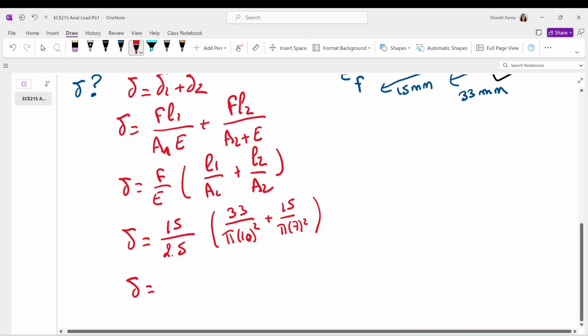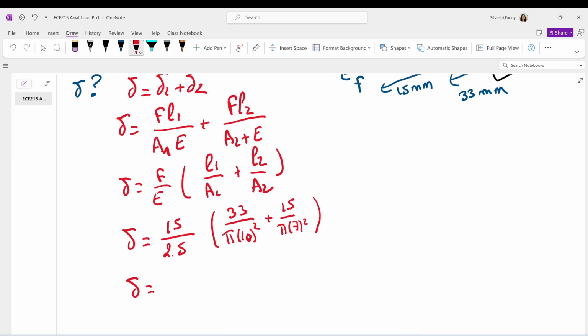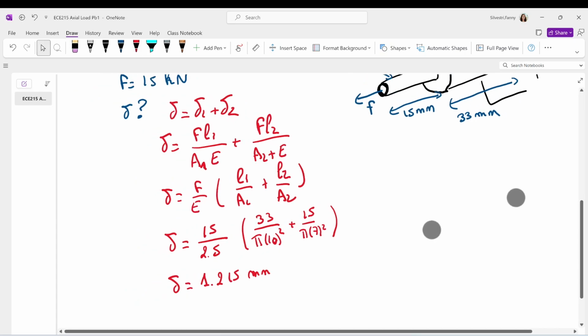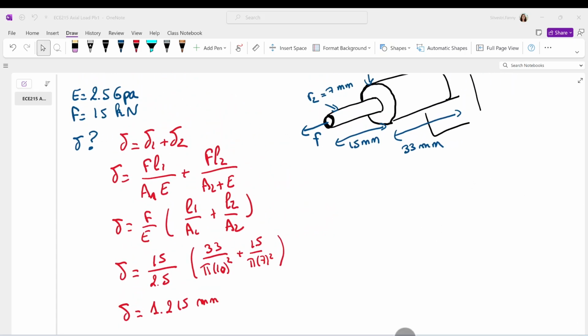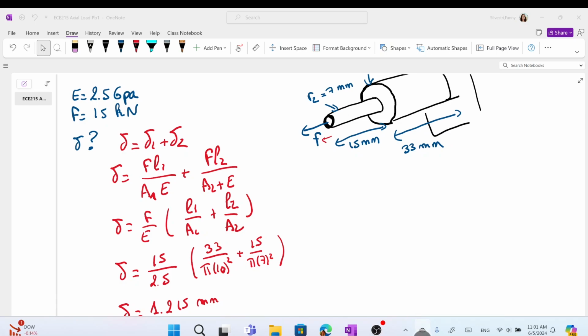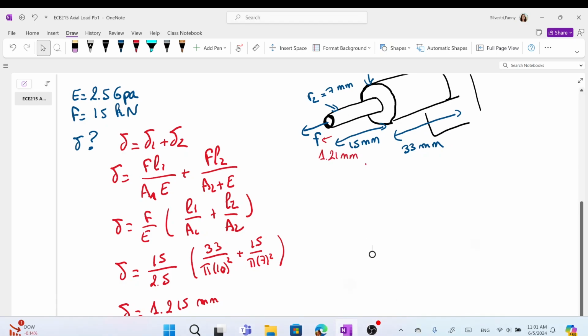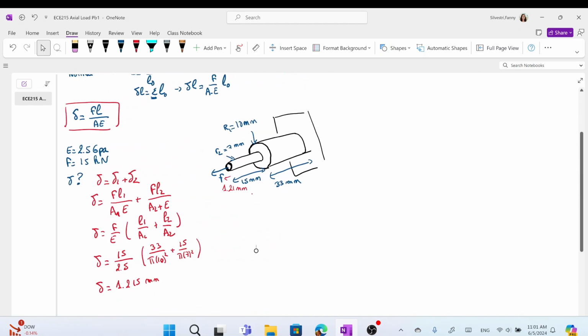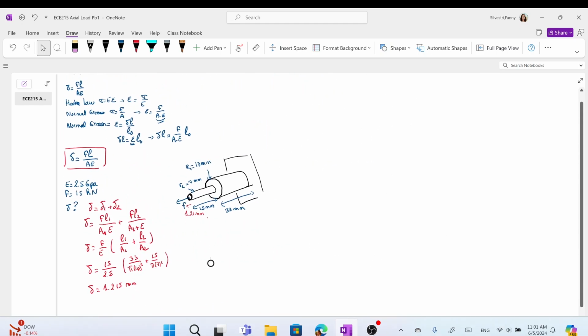When we plug everything in, the first one will be 0.63 millimeters, the second one will be 0.585 millimeters, and the total will be 1.215 millimeters. So in total, this rod will elongate by 1.21 millimeters. That sounds small, that's perfect.